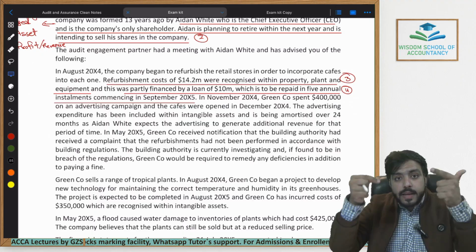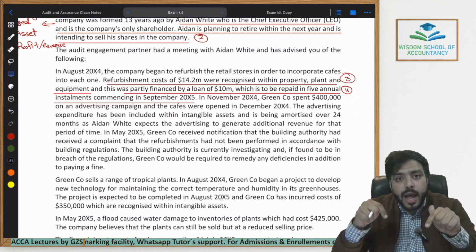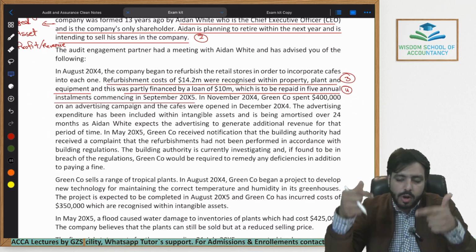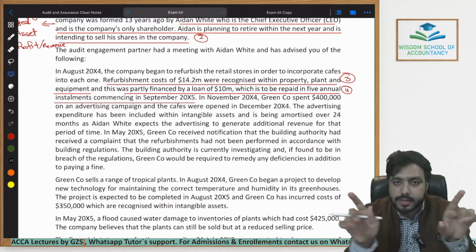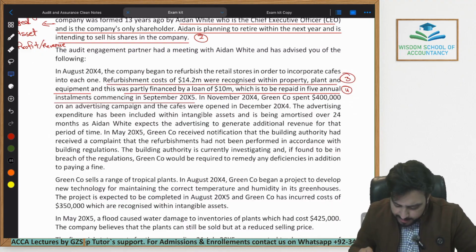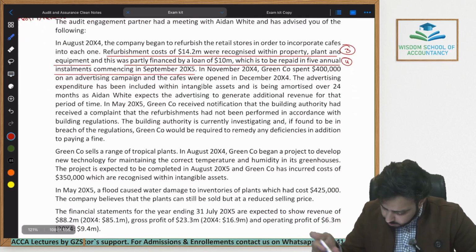There is no risk. Rather, it is sure that the intangible assets are overstated and the relevant expense within the statement of profit and loss is understated. It is sure shot. The risk is not existing here. It is sure shot that this is the case. Let's highlight this as well, and we will write it down when we solve our answers.